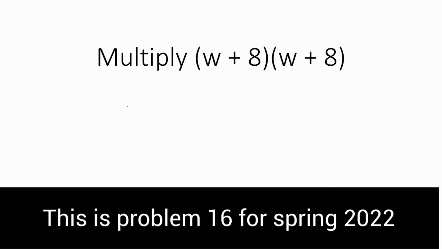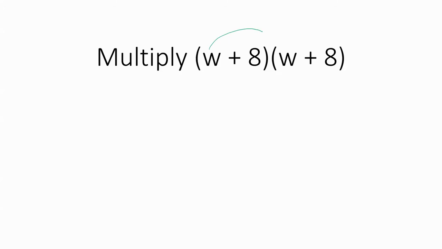We're going to take a look at multiplying w plus 8 times w plus 8. I'm going to use the distributive property for this problem. So I'm going to distribute the w to the w. And when I do that, I'm going to multiply. So w times w gives you w squared. Then I'll distribute the w to the 8. W times 8 would give you 8w.